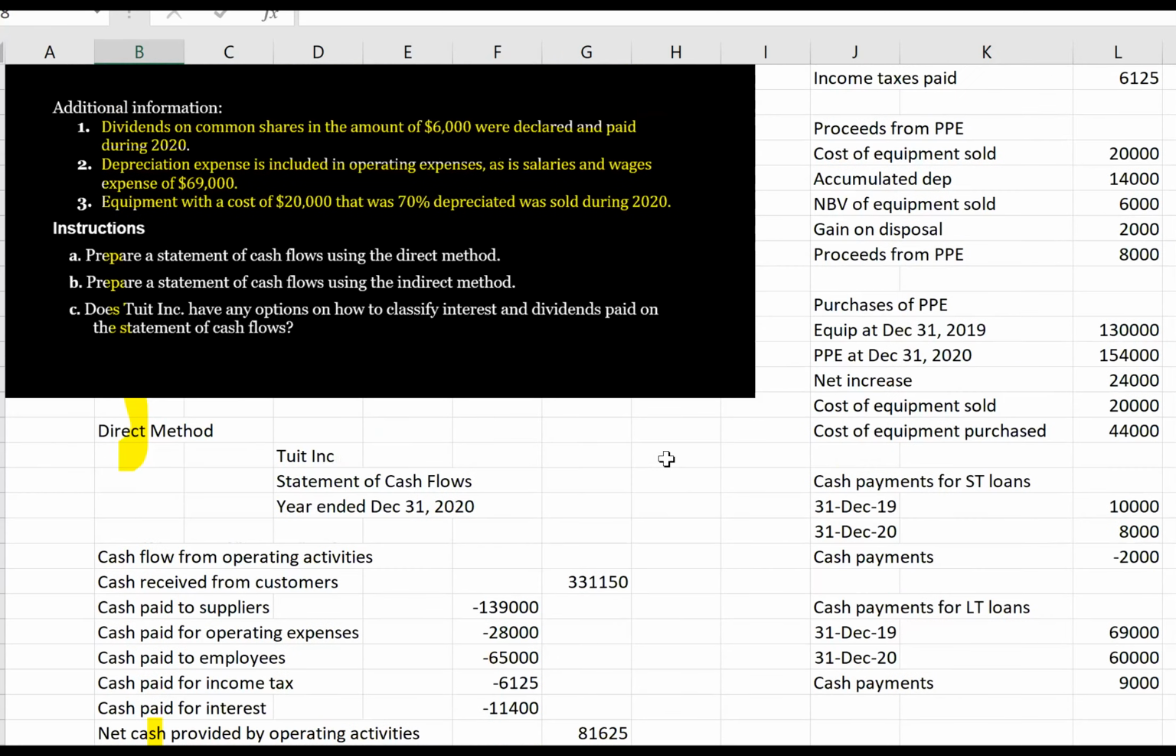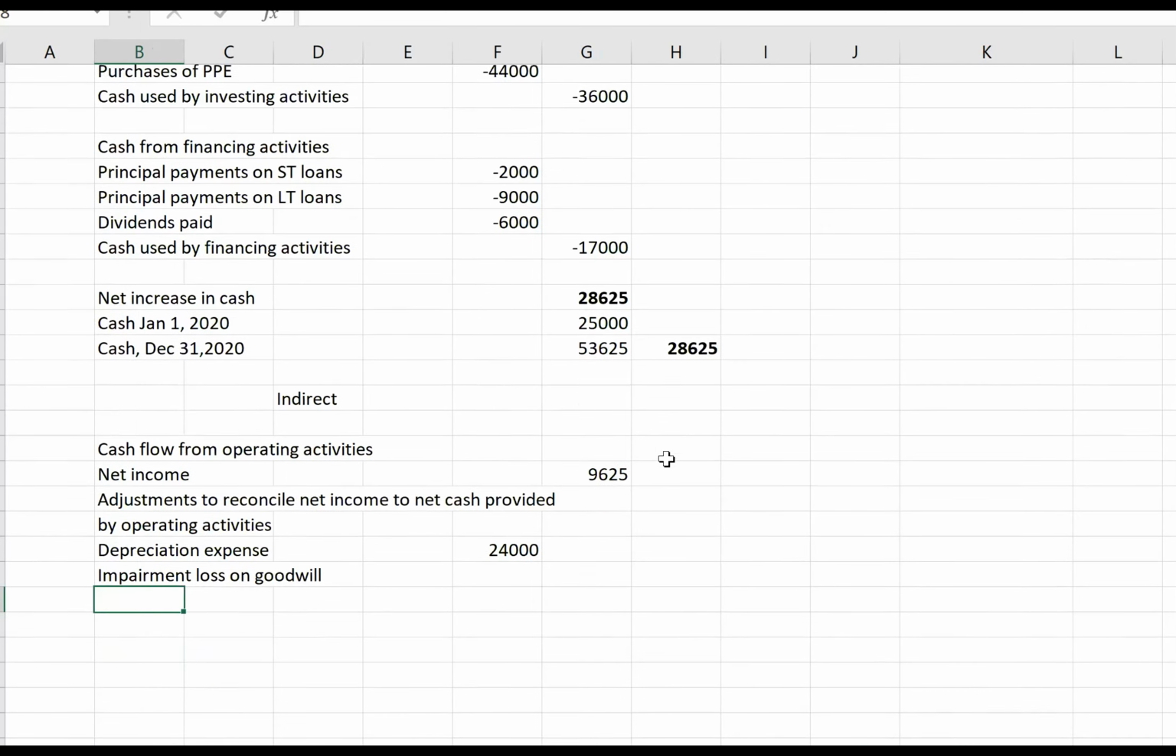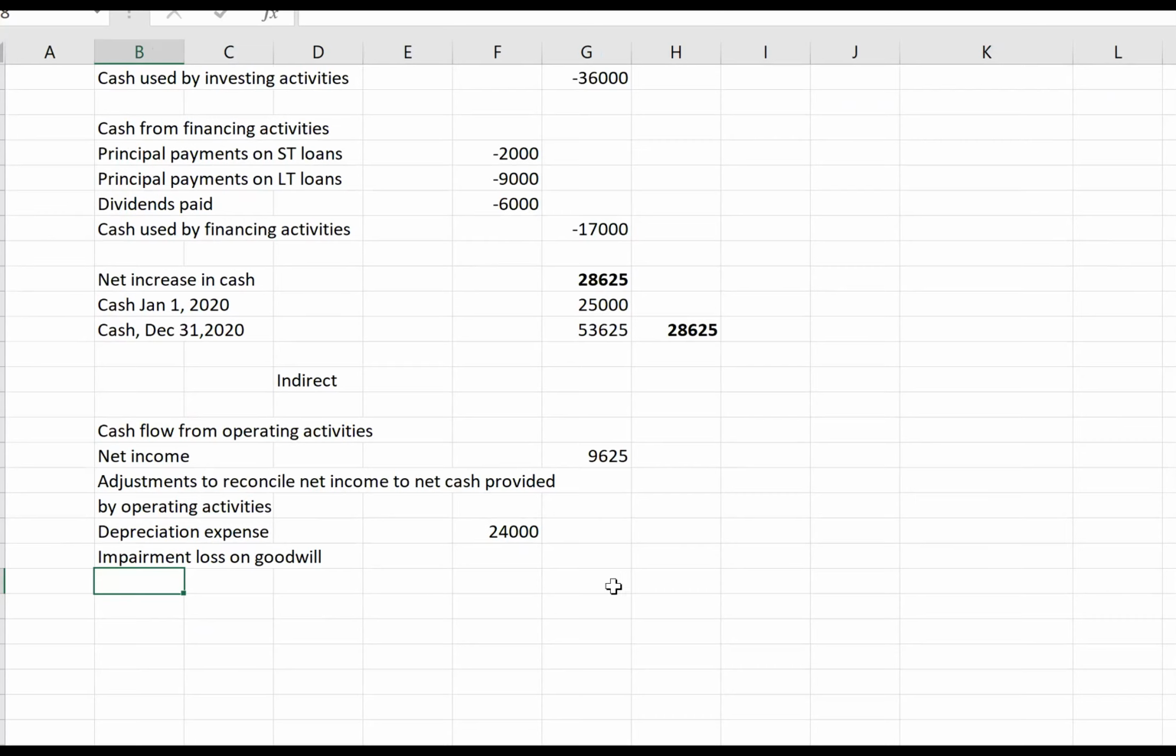So let's look up at our income statement. We've got an impairment loss and it was $30,000. So let's add that back too. And that will be a positive inflow because of the fact that it's non-cash. So we're basically adding it back to net income because it would have been deducted from net income. Same thing with depreciation expense. We're adding it back because net income would have subtracted depreciation expense to get to the $9,625.